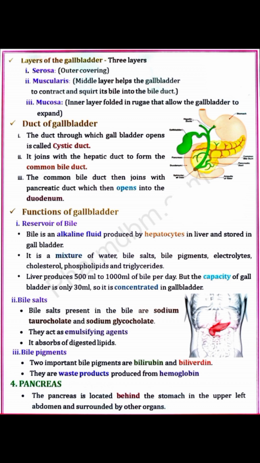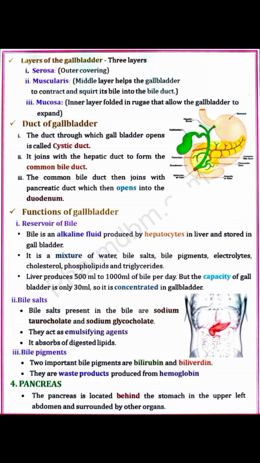Duct of gallbladder. The duct through which the gallbladder opens is called the cystic duct. It joins with the hepatic duct to form the common bile duct. The common bile duct then joins with the pancreatic duct, which opens into the duodenum. Functions of gallbladder. Reservoir of bile.